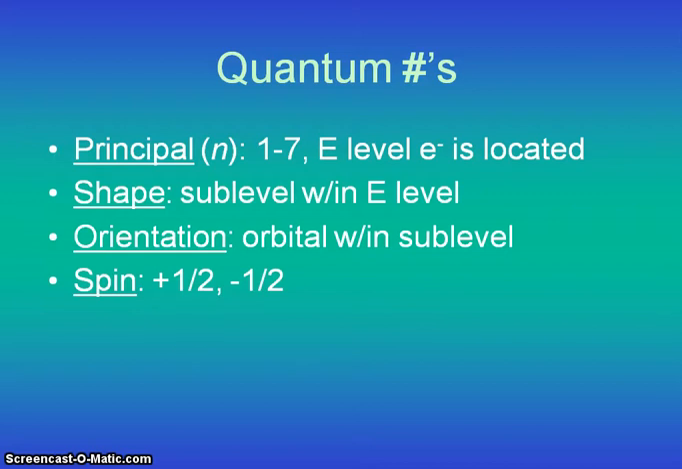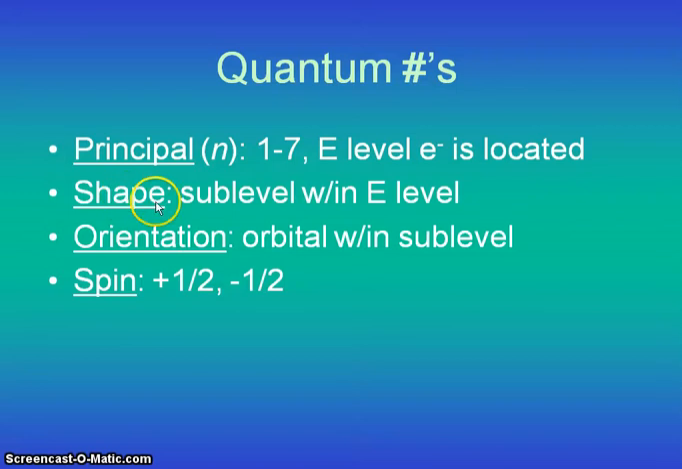There are 4 quantum numbers. The main one that we'll focus on is the principal quantum number, which is symbolized by an n. And this is going to be a value from 1 to 7. If you look on our periodic table in our classroom, they are labeled along with the periods on the periodic table. So 1 through 7 coincides with those periods on the periodic table. And that is the energy level where the electron is located.